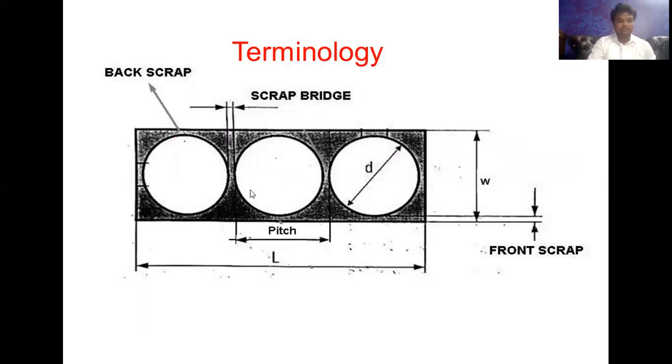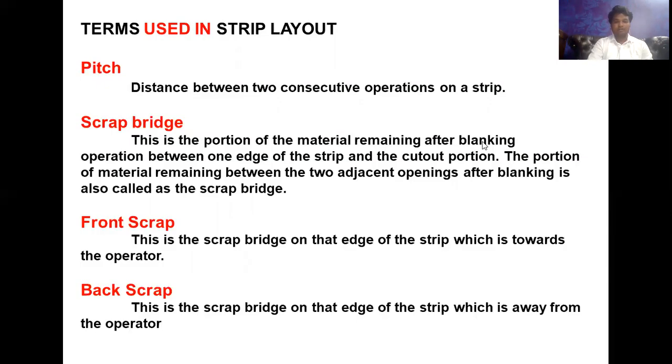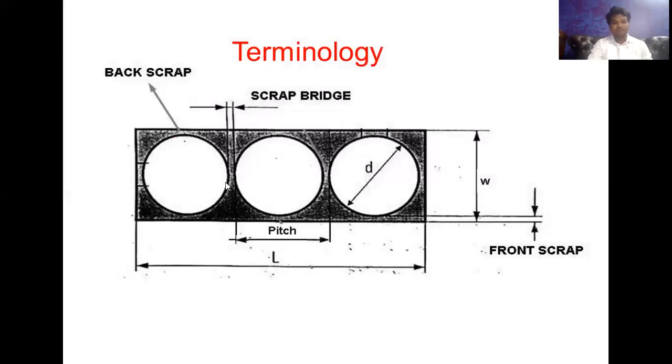So whatever portion remains after the blanking operation between one edge of the strip and the cutout portion, that remaining portion we call the scrap bridge.